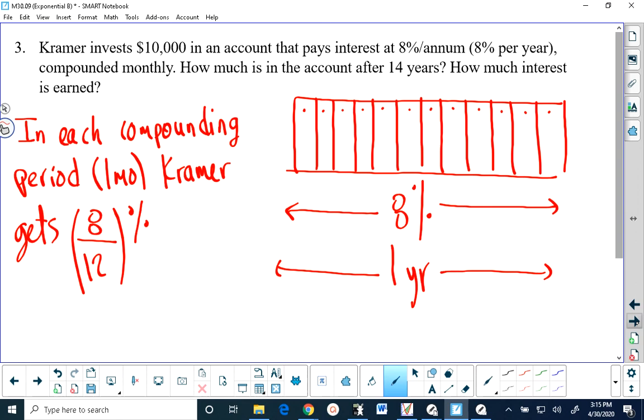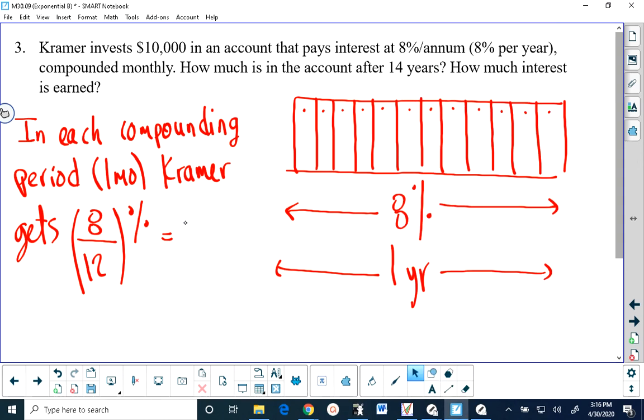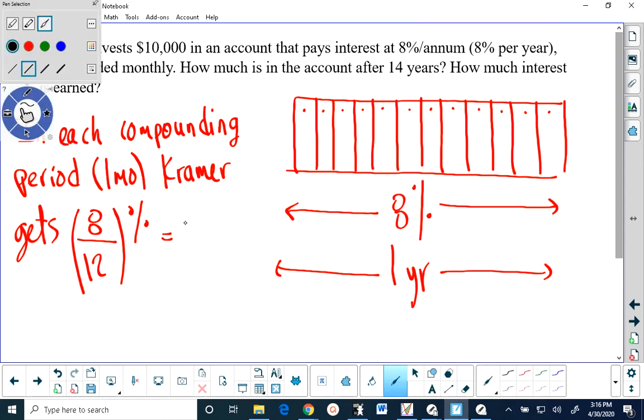If I told you that I was going to give you $800, but I was going to break it into 12 equal pieces, you would take that $800 and divide by 12. Well, I'm taking 8% and dividing it by 12. And what this number is in decimal form is 0.666, etc. So he's getting this percentage every month. 0.6 repeating, and that's percent.